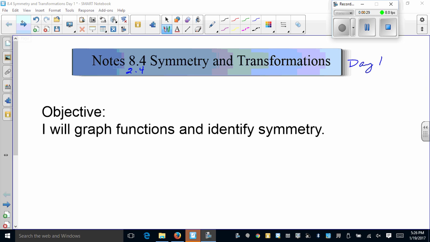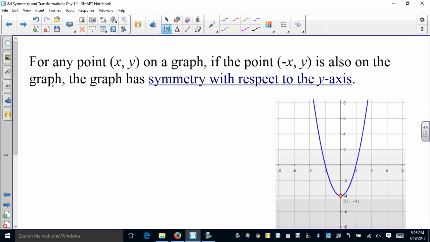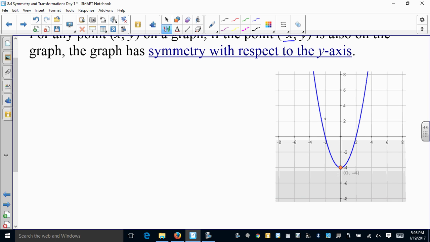So for any point x, y on a graph, if the point negative x, y is also on the graph, then it has symmetry with respect to the y-axis. So this is a graph showing this one, and it's this point here. If you look at that point there, it's -2, 0. And if you look at this point here, it's +2, 0. Y value did not change at all, but the x value, all it did was change signs. This gives us symmetry with respect to the y-axis. So basically, y doesn't change, but your x does, symmetry to y.